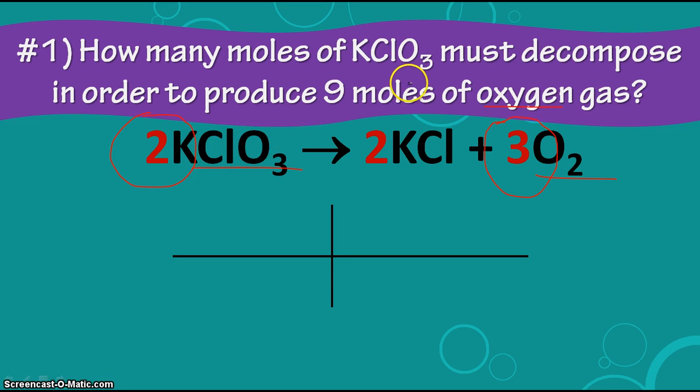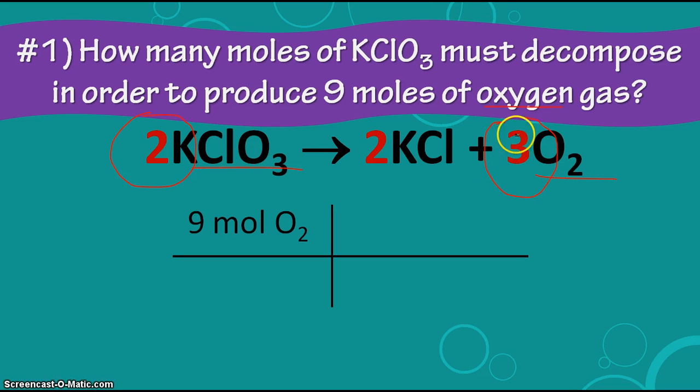We're starting with 9 moles of oxygen gas. That's the only quantity given to us in the problem. And we want to take this and see how many moles of KClO3 must decompose. Well, you're going to see this one, you actually don't need to use any math. We can clearly see from our recipe or our balanced equation that if we have 2 moles of KClO3, that could decompose and form 2 moles of KCl and 3 moles of O2.